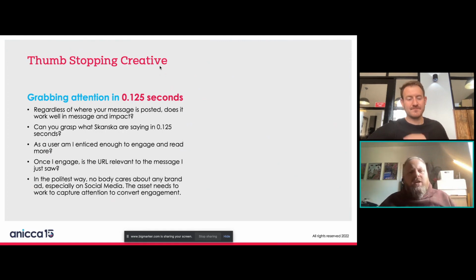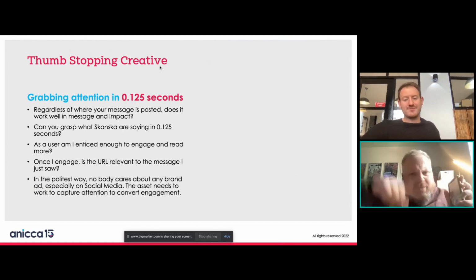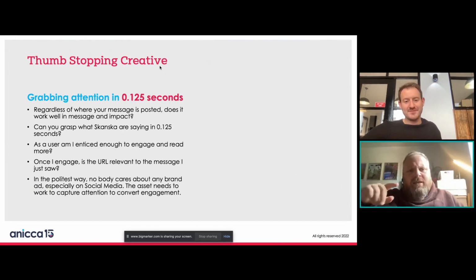Grab their attention. Make enough of that mobile screen. Take it up. Don't let them scroll past or be enticed. Follow the guidelines of the platform in order to grab that attention, because that's key within this. Not only are we designing for the persona, but we are designing for the platform.